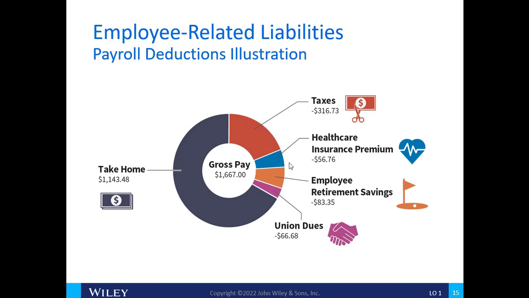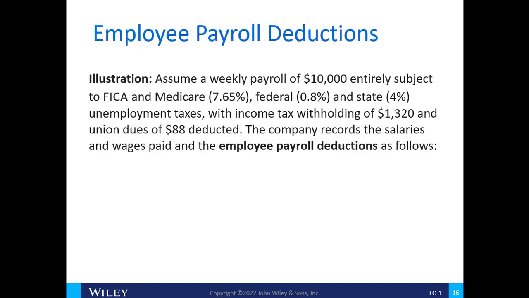We might also withhold health care premiums, retirement savings, other things such as union dues. All of these are going to be payables until we actually pay those organizations. So none of this money that's withheld from the payroll is going to be something that we're keeping. Instead, we're going to have that as a current liability to those different organizations. And then this take-home pay is going to be a liability as a wages payable until we actually pay the employee during payday.